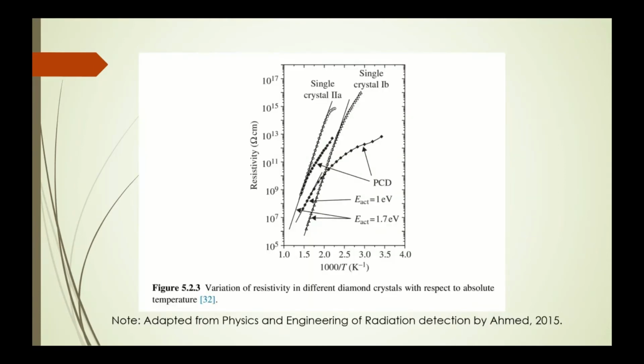From this graph, we can see that a polycrystalline diamond detector has a lower resistivity than a single crystal CVD diamond, which means that single crystal CVD diamond can withstand higher temperature and be used at higher temperature compared to a polycrystalline CVD diamond.